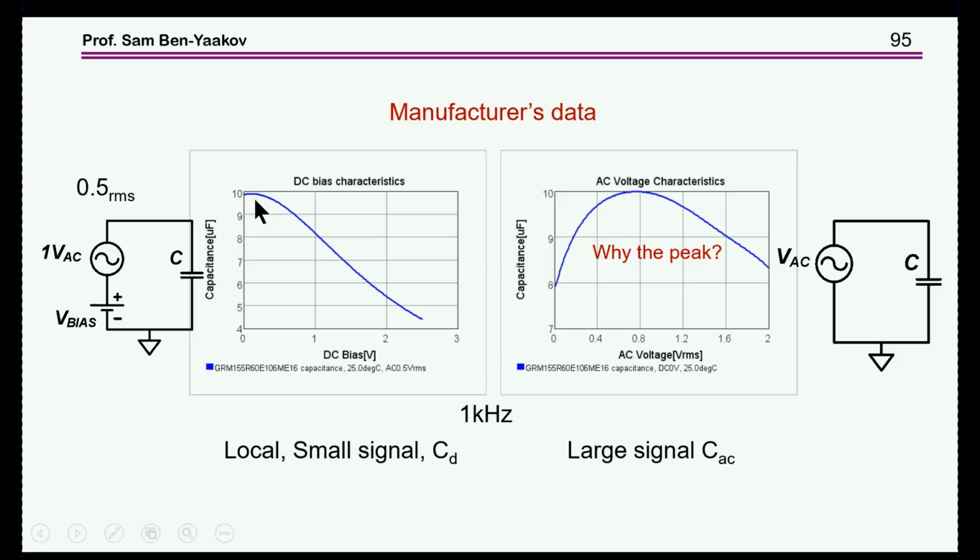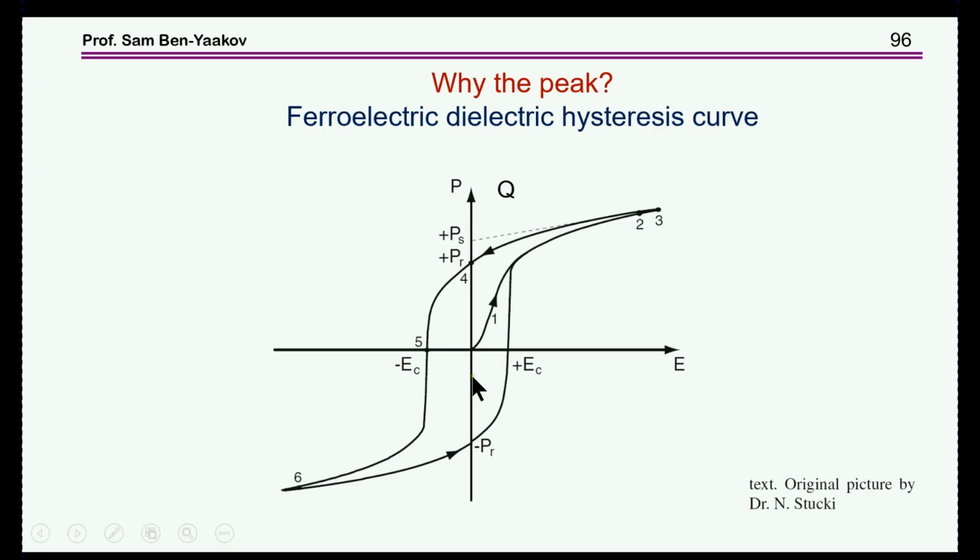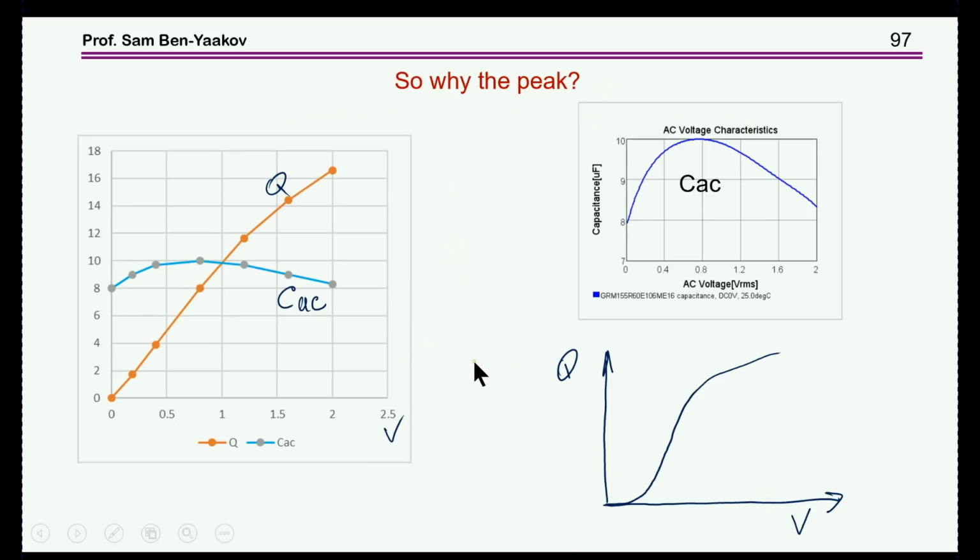So if we would have measured the derivative or local capacitance with very fine resolution, we would have seen here a peak too, which is important for small signals. And only then we see the drop here. Okay, I think it's interesting. I'm excited about it.